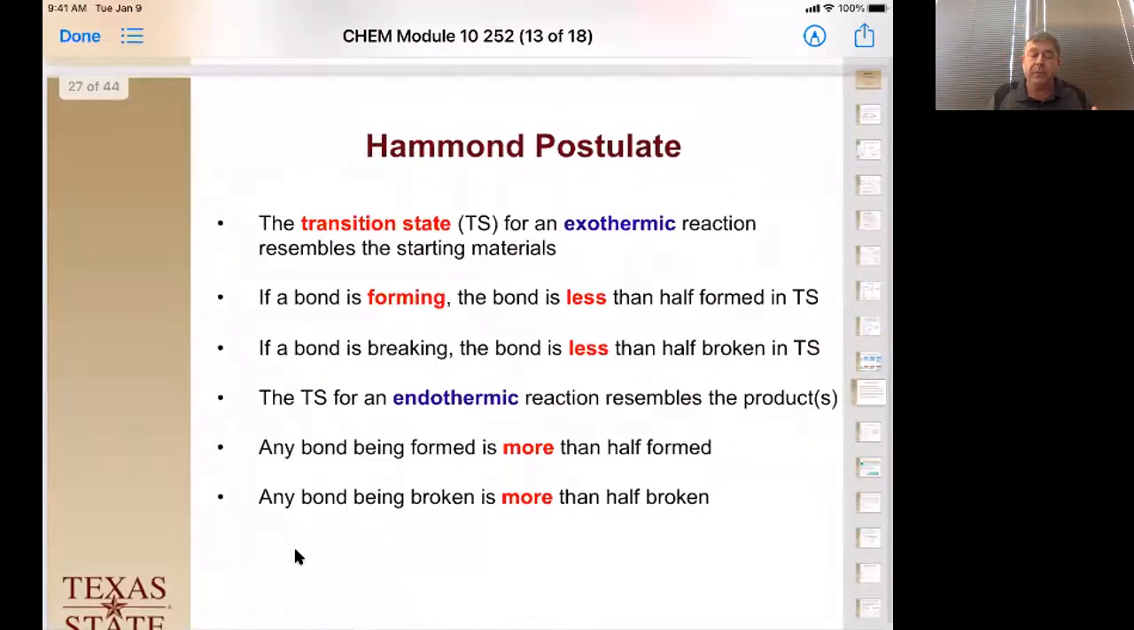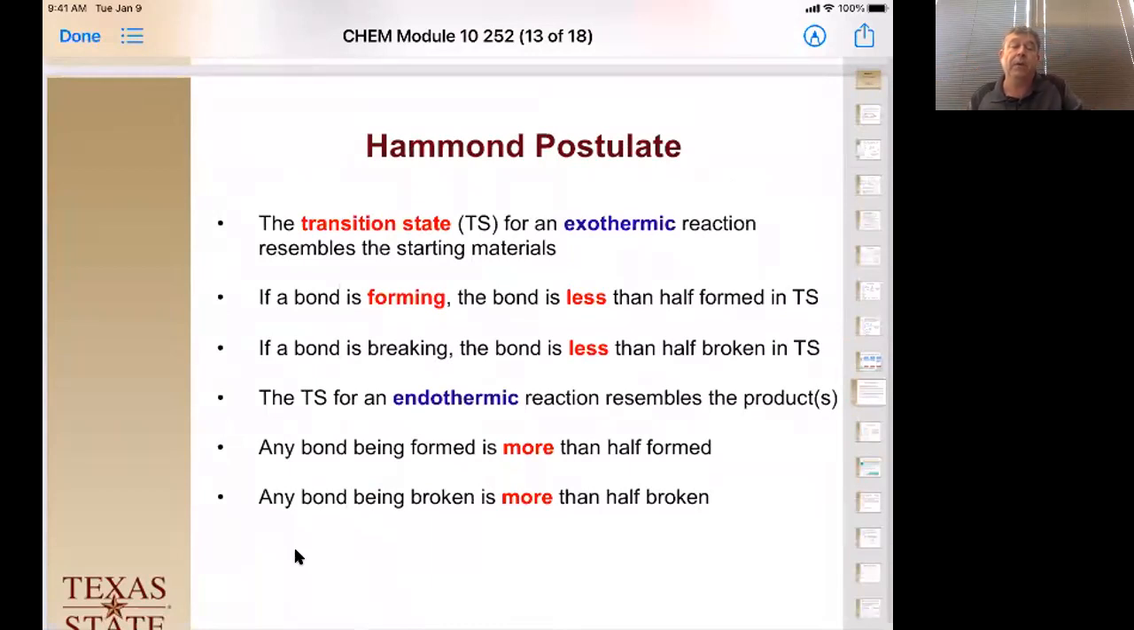Remember the Hammond principle said that endothermic reactions are the ones that resemble the products more in their transition state. And exothermic reactions are the ones that resemble the starting materials in their transition state, okay? So if a bond is forming, the bond is less than half formed in the transition state in the exothermic form. And if the bond is breaking, the bond is less than half broken in that transition state.